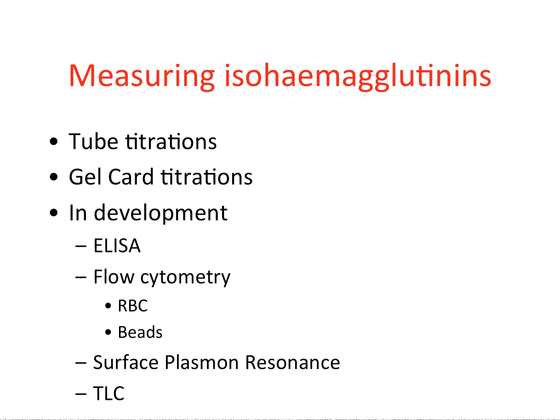So how do we measure isohemagglutinins? Well, the traditional methods are tube titrations or gel card titrations, but there are a lot of other methods in development because these are largely manual approaches. So some experimental systems describing ELISA, describing flow cytometry, where the antibodies are binding to either red cell targets or bead targets. Surface plasmon resonance, which is a very accurate way of measuring these antibodies, but probably largely a research technique. And thin layer chromatography to distinguish between antibodies binding to different core chains.